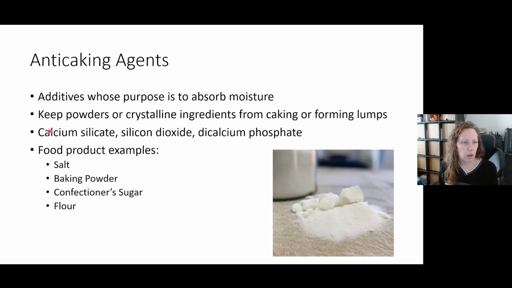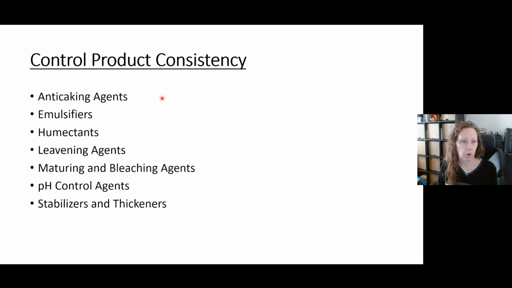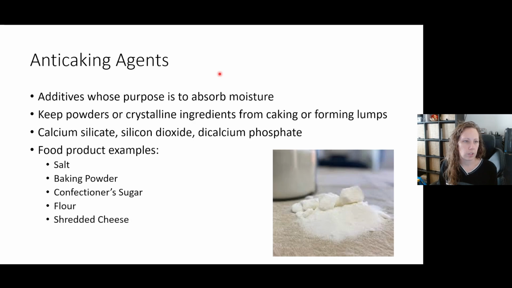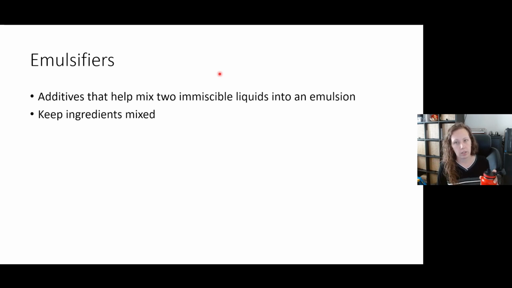Okay, so next, under our group of things that control product consistency is emulsifiers. We've talked quite a bit about emulsifiers before in several chapters, but once again, emulsifiers are additives that help mix two immiscible liquids that don't normally mix into an emulsion. Their major function is to keep those ingredients mixed together and not separating.